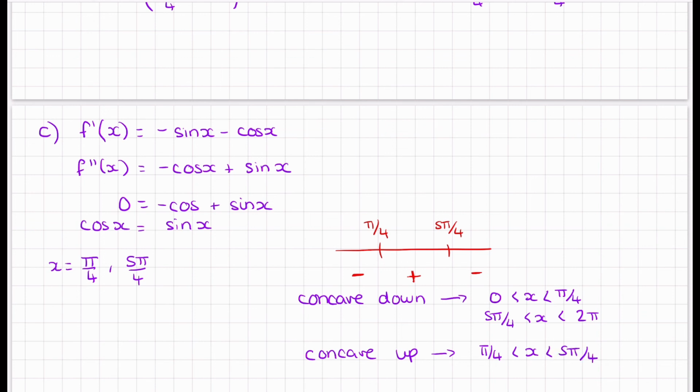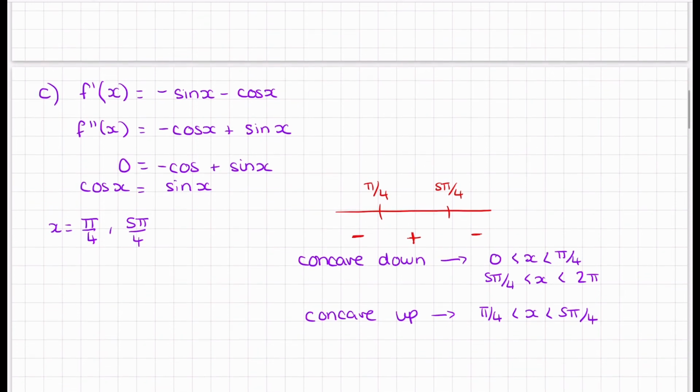And then when we've done this, these 2 points here, because it does change concavity, at pi on 4 and 5 pi on 4, these are also inflection points. Our inflection points are at pi on 4. Put that back into the original equation to find the y coordinate. You'll find it's 0, and then 5 pi on 4. Put that into the original equation, and once again the y is 0.